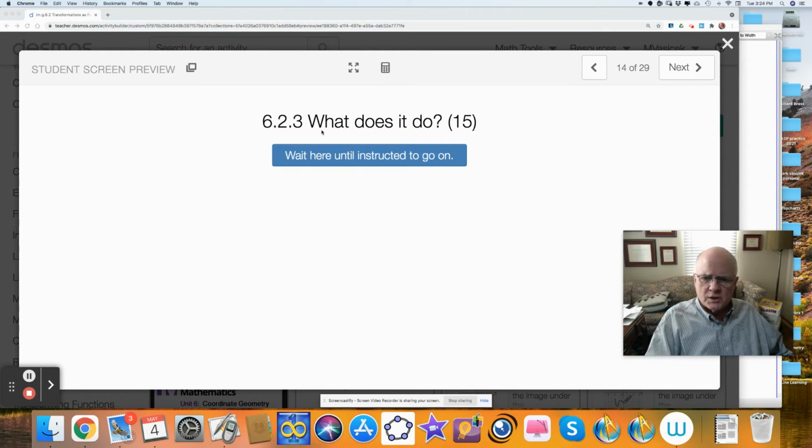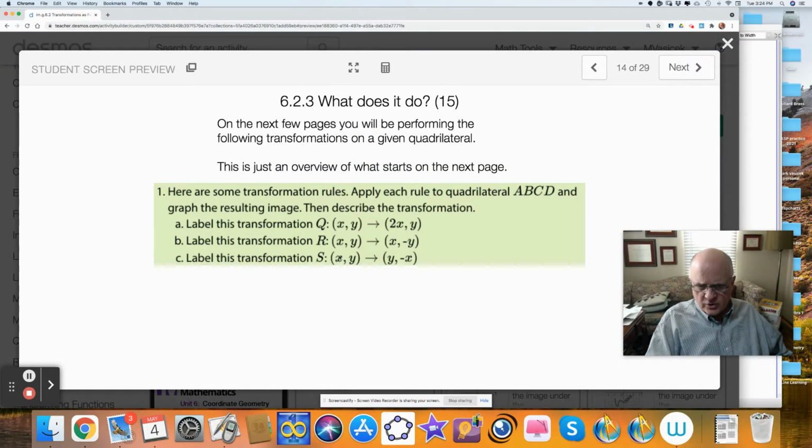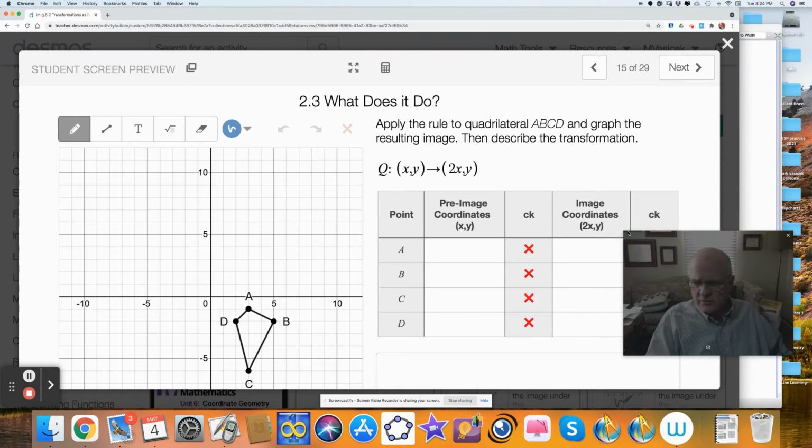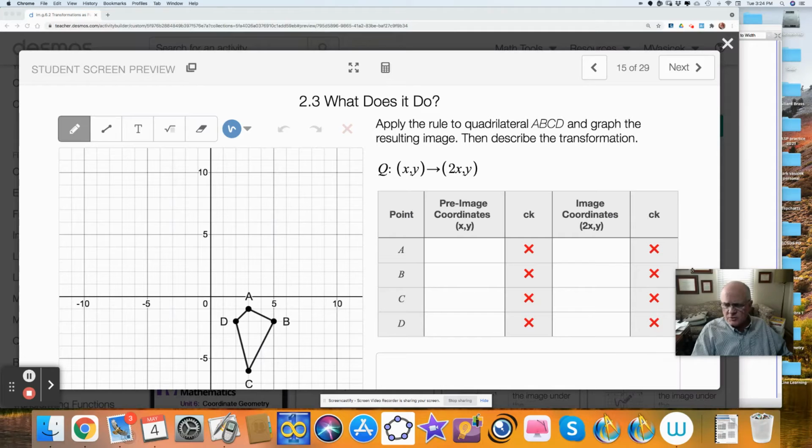What does it do? This is where we go into the deep dive. And these are the transformations we're going to do, and we'll do each one of them separately. So let me make this picture here smaller so you can see it.